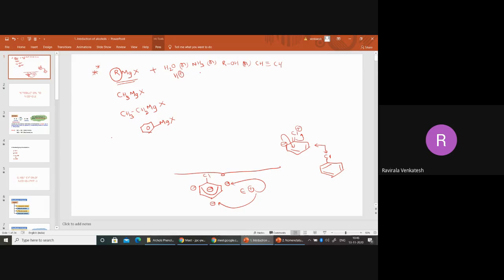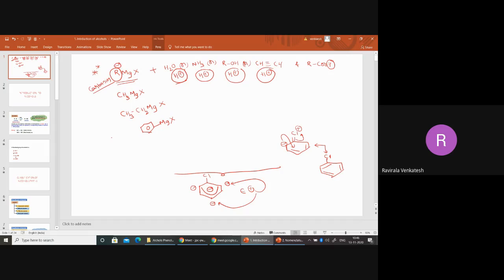Water contains a proton, ammonia also contains a proton H plus, alcohol also contains H plus, acetylene also contains H plus. All are giving H plus. Even carboxylic acid will give a proton. Now R is getting negative character. I told you it is a carbanion, which means negative character. Now the carbanion reacts with H plus to convert into alkane.